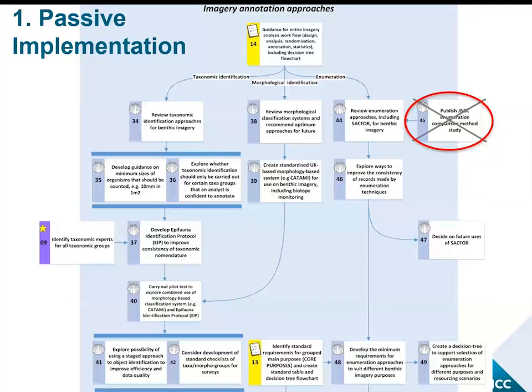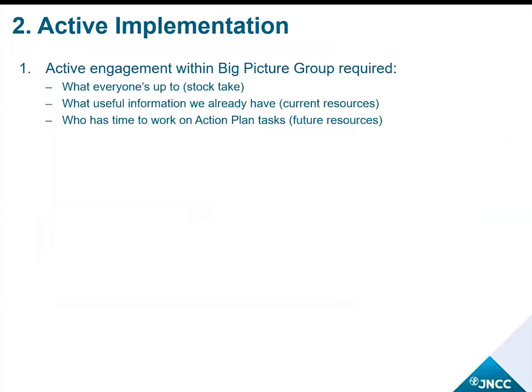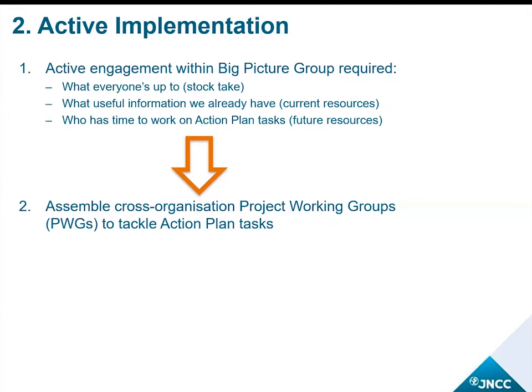The second way, which we've done a lot more of, is actively engaging with the Big Picture group to try and bring things together in an organized way. Once you've worked out what everyone's up to, what resources we have as a group, and time to take things forward, the next step is to assemble cross-organization project working groups to tackle the tasks.